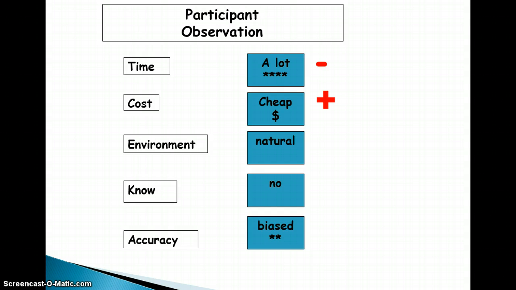Cost, that's an advantage because it's really cheap. It's done in their natural environment, so just like natural observation, you get good results, so that's a positive thing. They don't know they're being studied, so that also is a positive thing. And accuracy, it's not really the most accurate method, but it's also probably not the worst either. So therefore, I'm still going to make it a disadvantage.